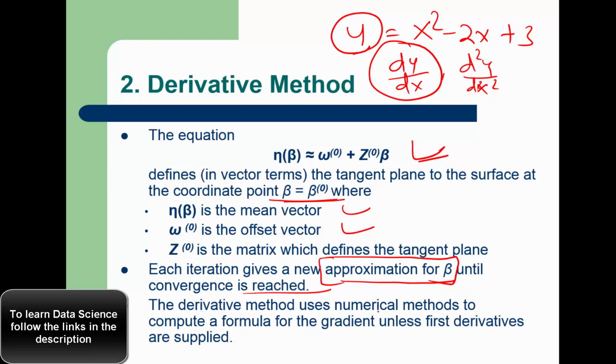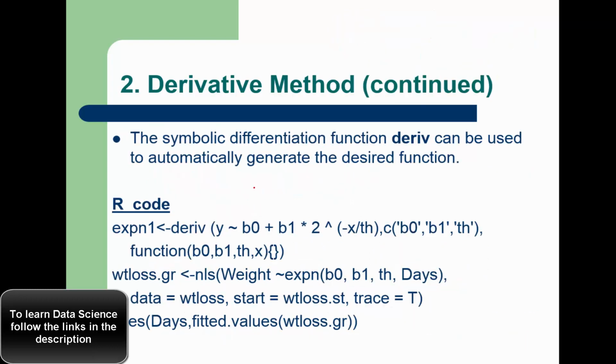So the derivative method uses numerical methods instead of random guessing as in the previous method, right? We just guessed randomly there. The algorithm computes the formula of gradient unless first derivatives are supplied. So if you do not supply the first derivative to the algorithm, it is going to calculate the gradient of the function, and that is being used to find out the optimal value. So you can use the R code in order to be able to do that. We won't get to the details. All we can do is that we use the derivative function within R, which will do the job for us. Okay.